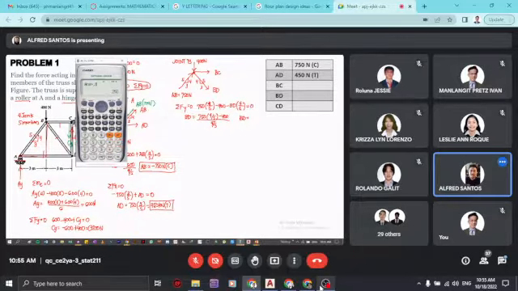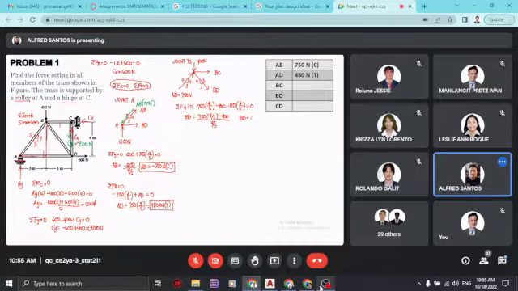250 na. Ayan, so 250. So it is 250 Newton. Positive yung lumabas, so tension member tayo.